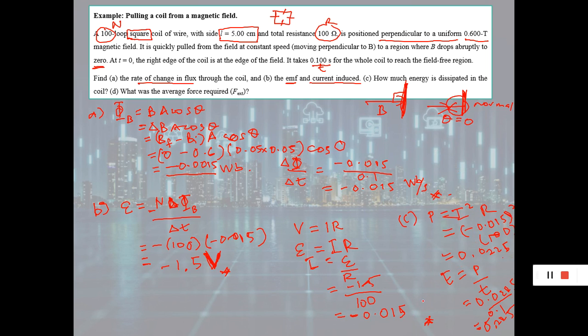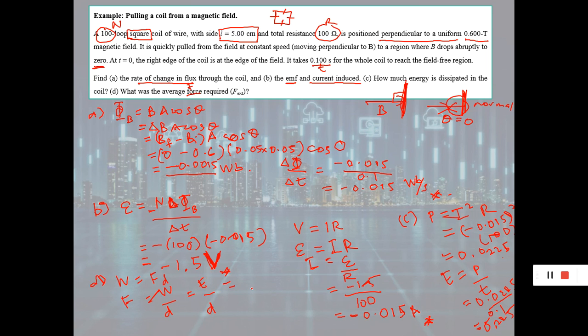So this is ampere, right? Okay, so for question D, what was the average force, the F? For average force, work equals F times D. So F equals work over D, or energy over D, because work is joule, energy is also joule for this equation.